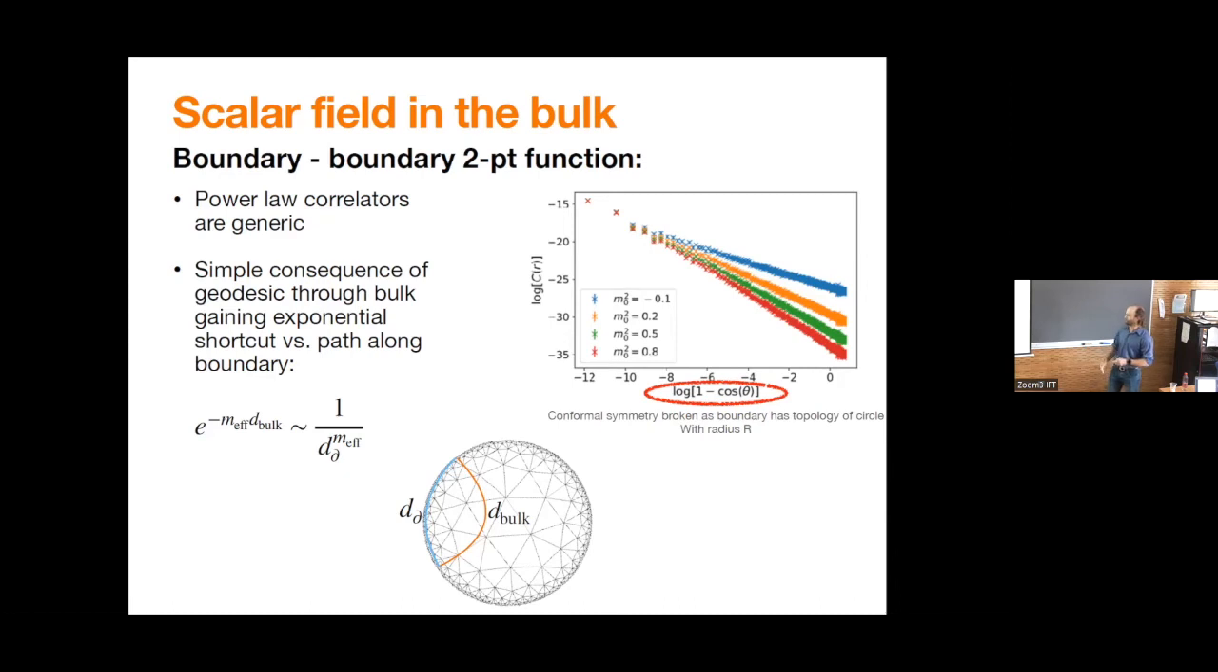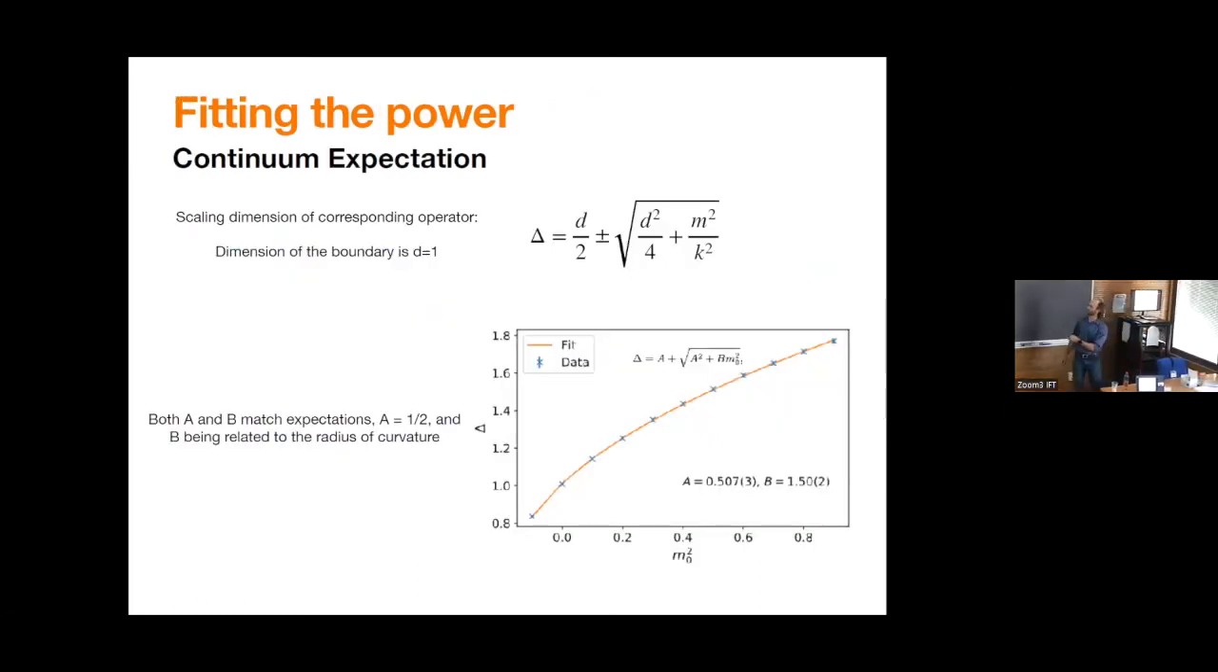There's a funny 1 minus cosine theta here, and that's because the circle breaks conformal symmetry, but it breaks it in a very predictable way. So when you plot it versus this, you expect to get back the power law again. And it matches precisely what you expect from AdS/CFT. So we fit this curve to this formula, and it fits super nicely. So this is a first thing.